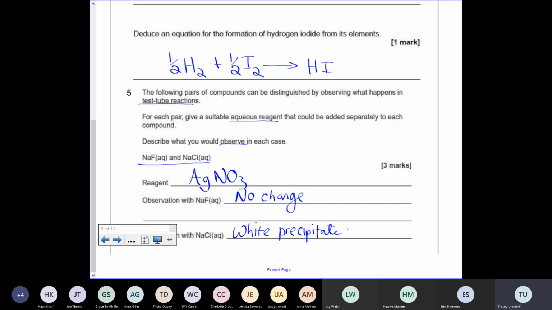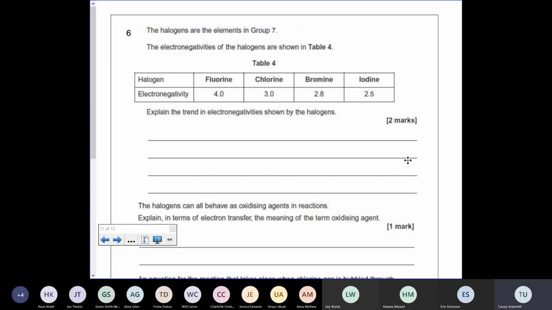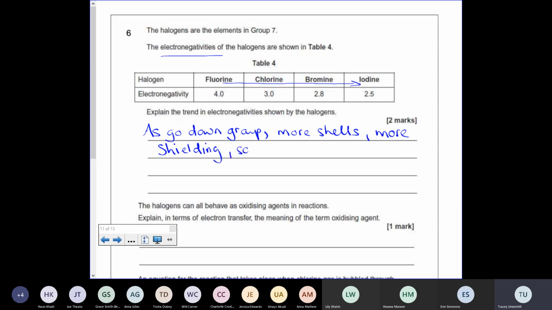Great, question 6. Halogens, electronegativities this time of the halogens are shown. So as you can see as we go down the group, the electronegativity decreases. And whereas we describe virtually everything as we go down the group, what do we see? More shells, more shielding. Weaker attraction of the nucleus.